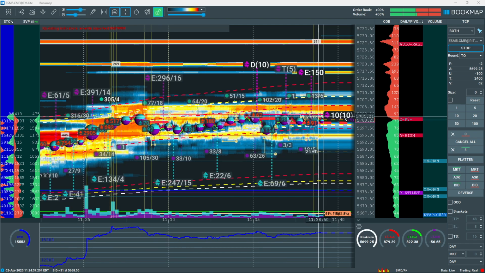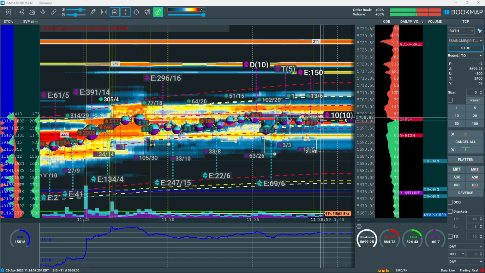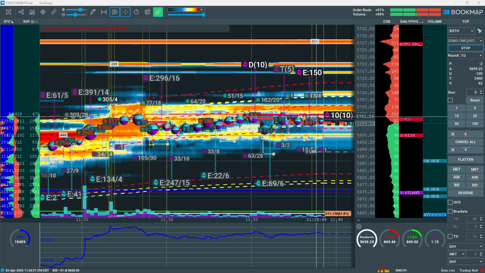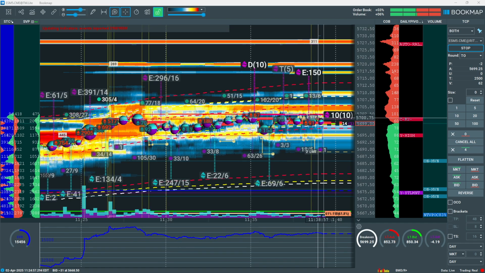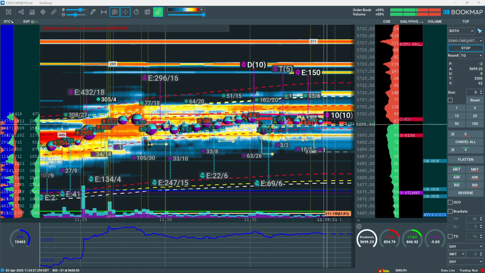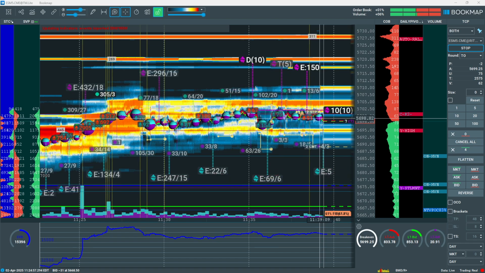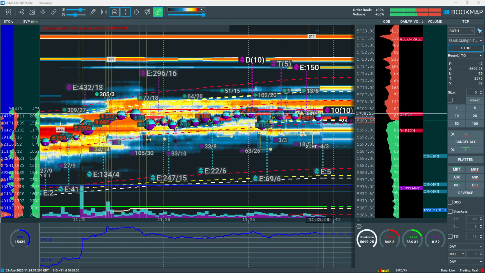I'll come down one further, one tick further. I want to stop out if we tag this. If we get above this, I want to stop out. All right, they should take control here. I want to stop out if we come above this level.